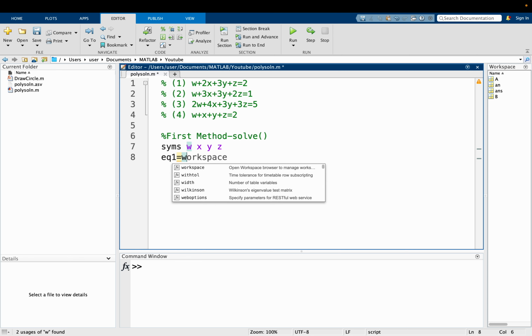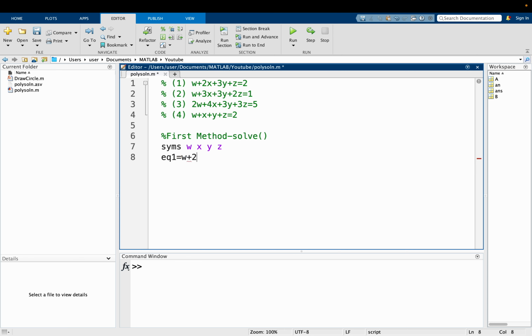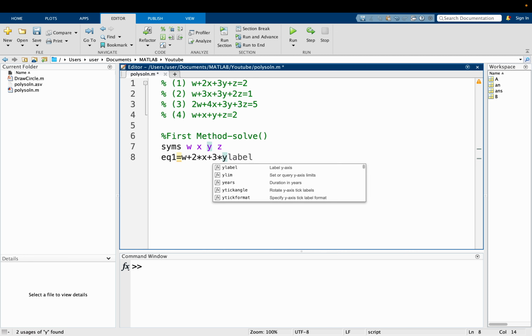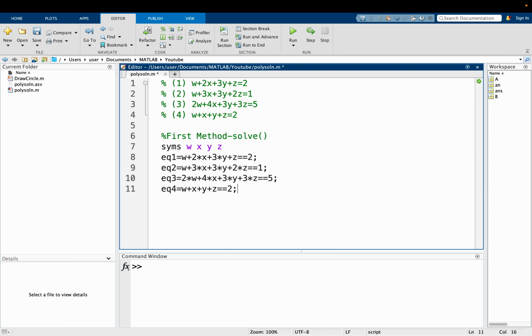w plus 2 times x plus 3 times y plus z is equal to 2. For the equality, I have to use the double equal sign. Now I have my four equations. So let me call my solution. Let me define my solution as soln.